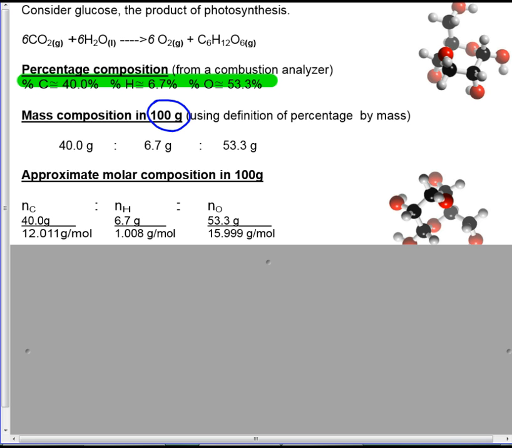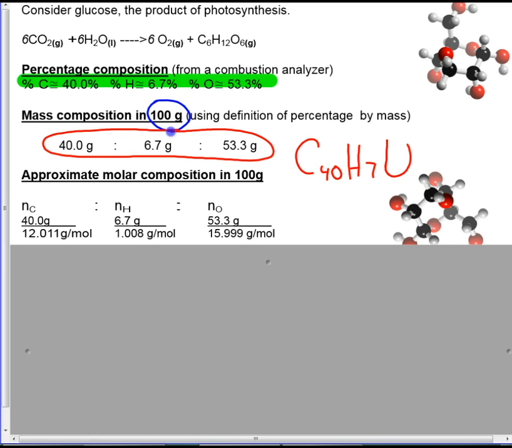We can't go from these numbers here to suddenly concluding that there's about C40, H7, O53 if we were to round those to the whole number. The mass ratios do not translate into the ratios of atoms because obviously carbon, oxygen, and hydrogen have different atomic masses. So we go to moles, and that allows us to compare on an equal scale.